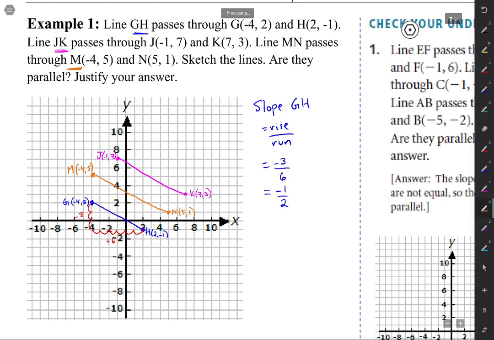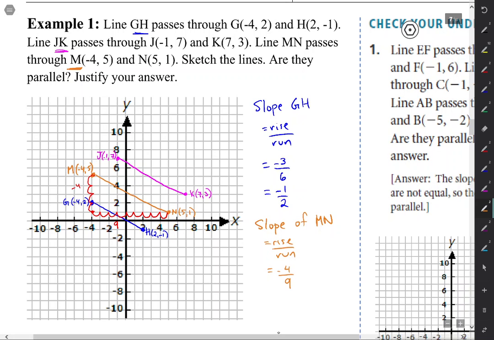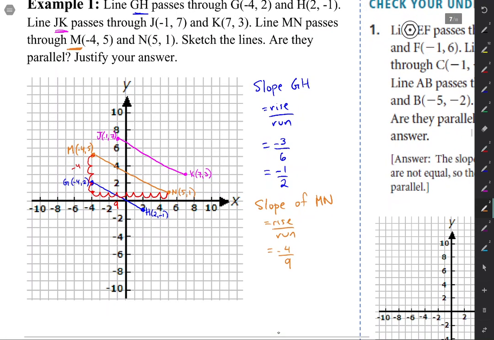Next, let's look at the slope of MN. So I'm going to start at M, and let's see how many I need to rise in order to get to N. So we're going in the negative direction again. I'm going to go 1, 2, 3, 4. So our rise is negative 4. And then we're going to run 1, 2, 3, 4, 5, 6, 7, 8, 9. So we are running 9 in the positive direction. So it's going to be equal to rise over run, which is equal to negative 4 over 9. And there is no way we can simplify that. So already we see that these two slopes are not parallel.